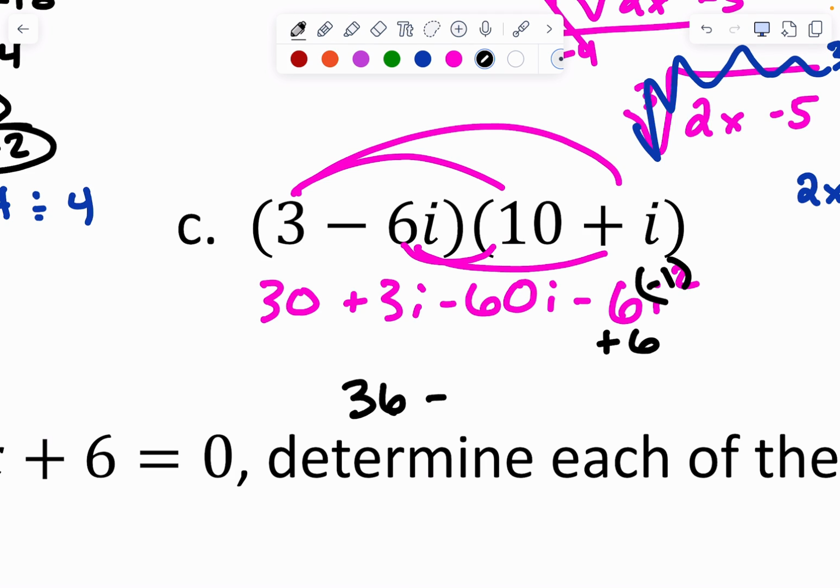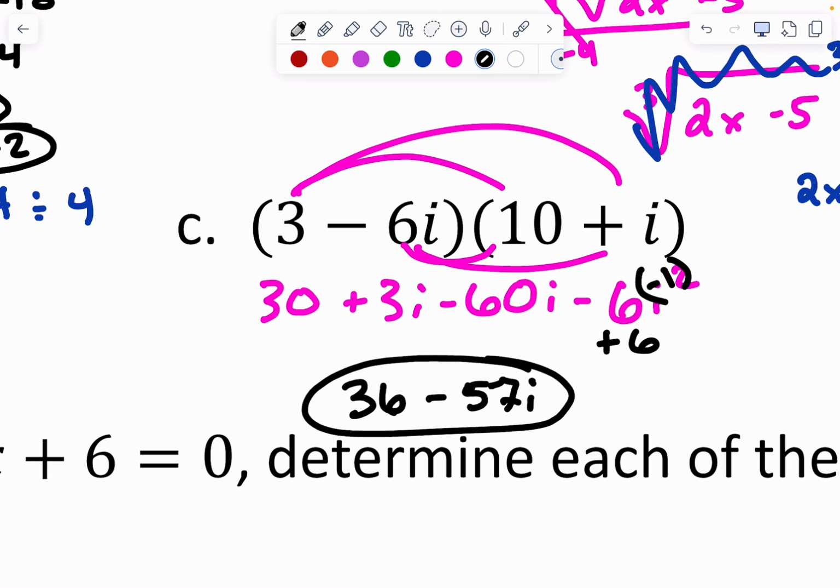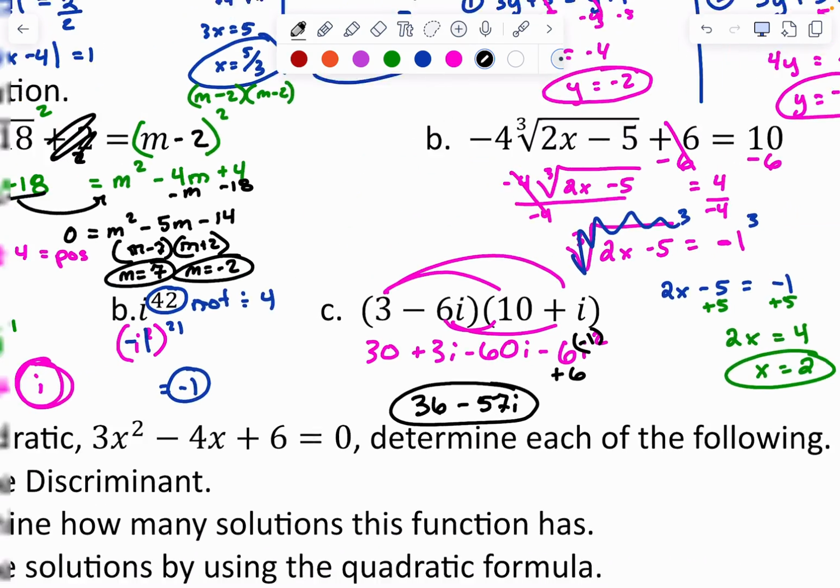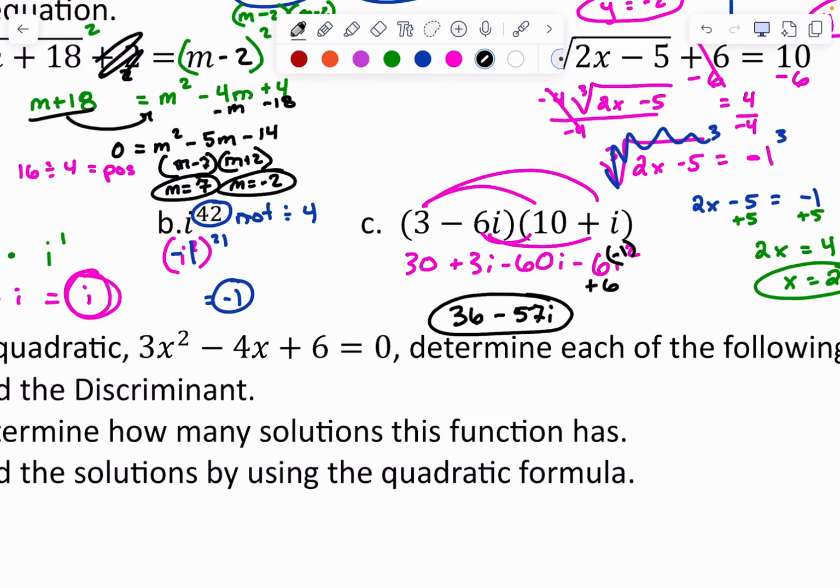Okay. Now I'm going to combine. 36 minus 57I. Is that true? Yep. Why didn't the I's cancel out? Because it's not a difference. They're not conjugates of each other, right? Yeah? Okay, those 2 things are not conjugates. Very good, very good.